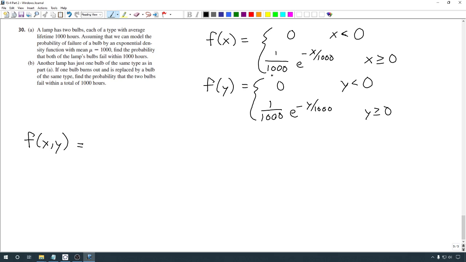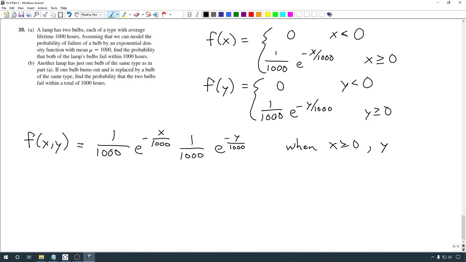And so that's going to equal 1 over 1,000 e to the minus x over 1,000 times 1 over 1,000 e to the minus y over 1,000, when x is greater than or equal to 0 and y is greater than or equal to 0. If either one of these is less than 0, it's 0. But honestly, that part we don't really care about.